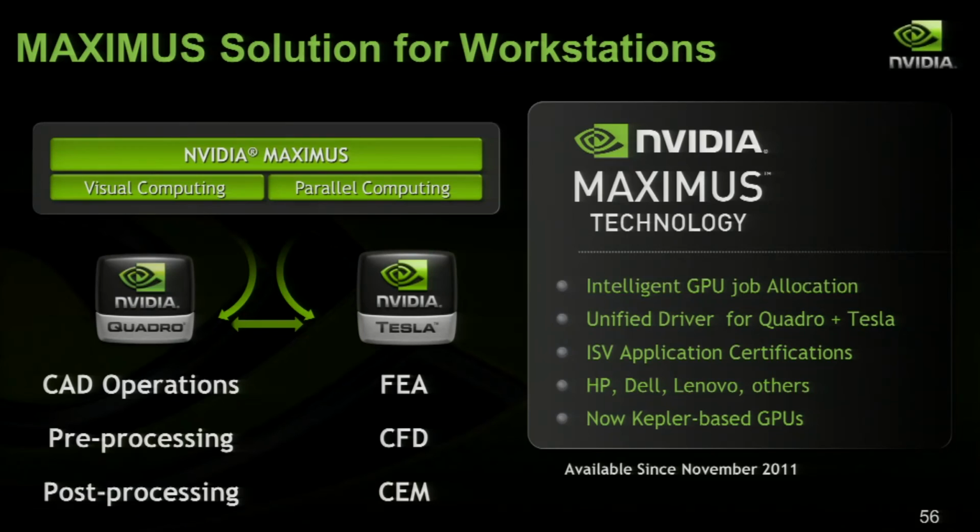And we also offer a MAXIMUS solution for workstations. A MAXIMUS solution is nothing but it has two GPUs. One is a Quadro GPU to handle the CAD operations and pre and post processing, such as graphics applications. But at the same time, it also has a Tesla to handle the computing in structural mechanics or CFD or electromagnetics. The beauty of this is it's managed by a single driver, and it's being offered by many OEMs such as HP, Dell, and Lenovo. And by just taking this optimized system, you can accelerate your CAE applications.